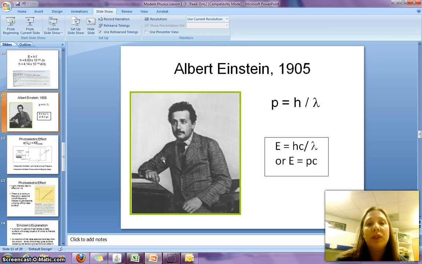Albert Einstein also made some statements about photons, in that photons are massless, but they have momentum. And we're going to learn today about how he determined that they had momentum, but did not have mass. There was another way of calculating momentum, since we know that momentum is mass times velocity. The momentum of a photon is equivalent to h, Planck's constant, divided by the wavelength.